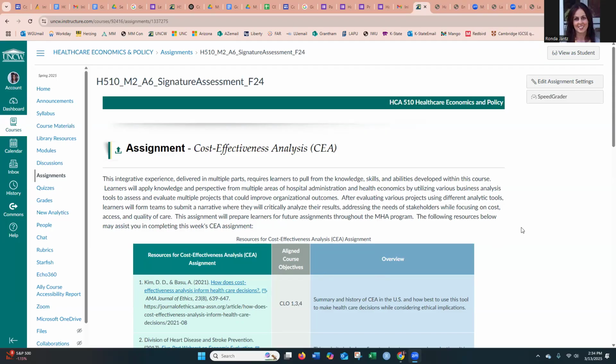This assignment is about cost effectiveness analysis. This is an economic tool used to determine which project to select for a range of businesses. It is often used in healthcare.